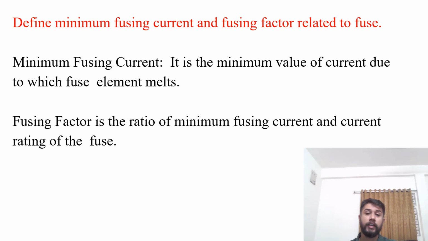Define minimum fusing current and fusing factor related to fuse. Minimum fusing current means it is the value of that current due to which the fuse element melts. So the minimum value of the current which melts the fuse element is known as minimum fusing current. Fusing factor is the ratio of this minimum fusing current to the current rating of the fuse.